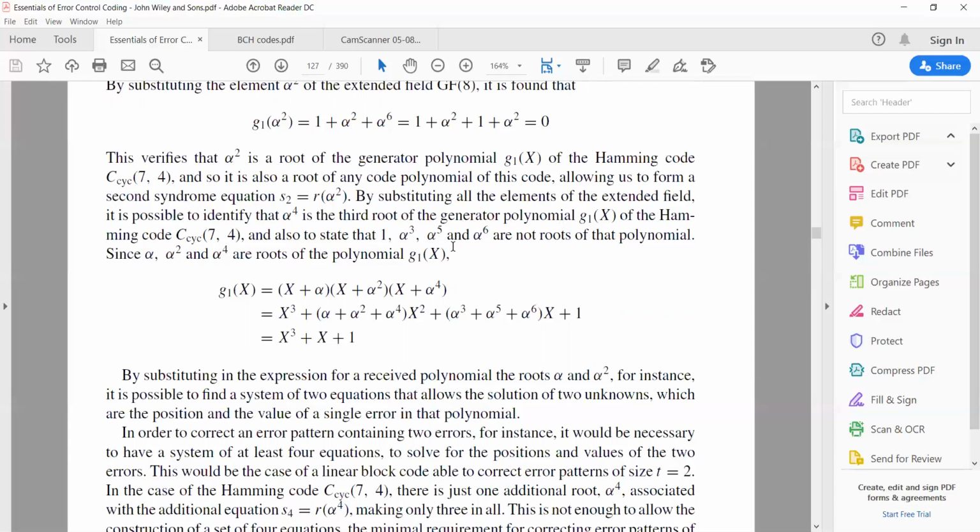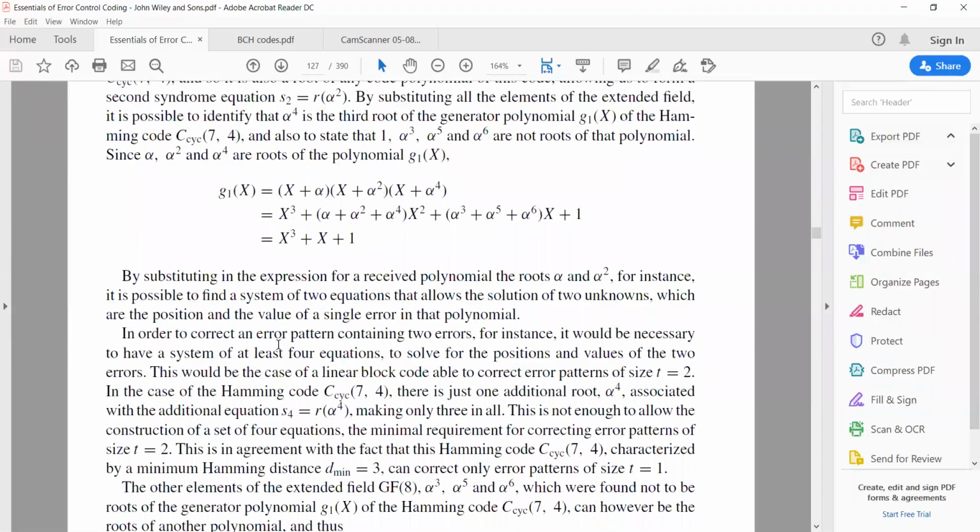So for this x cube plus x plus 1, we can write it this way: these are the roots, that is alpha, alpha square and alpha to the power 4. It can be written as x plus alpha, x plus alpha square and x plus alpha 4. This is a generalization of the polynomial equation, and this is the relation between the roots and the polynomial equation.